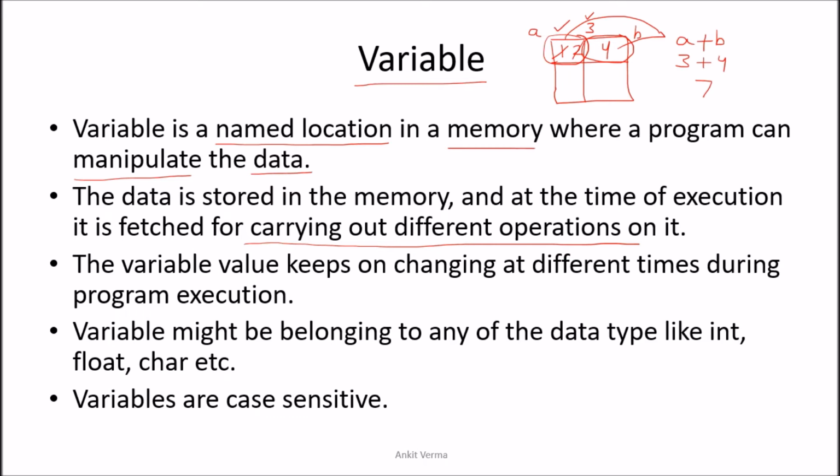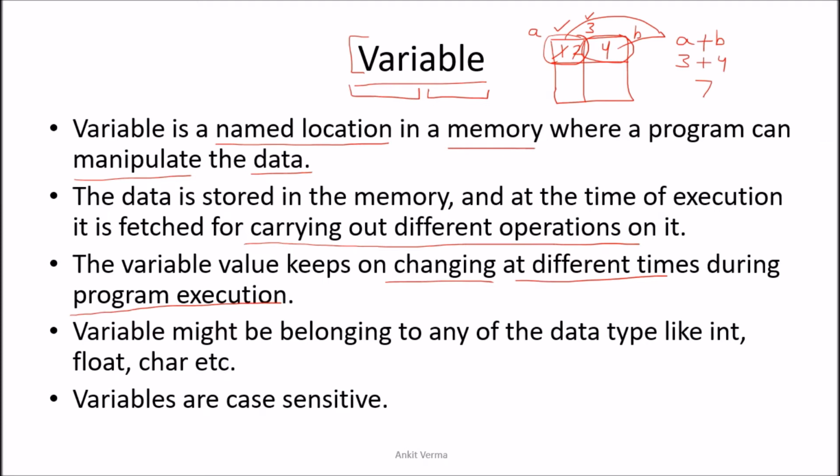The variable value keeps on changing at different times during the program execution. Why the name variable? Because it can vary. It has the ability to vary. So in the whole program, we are going to vary the variable. That's why it is named variable.